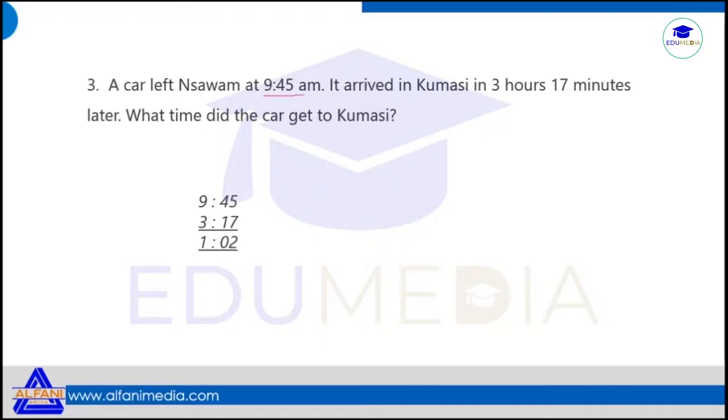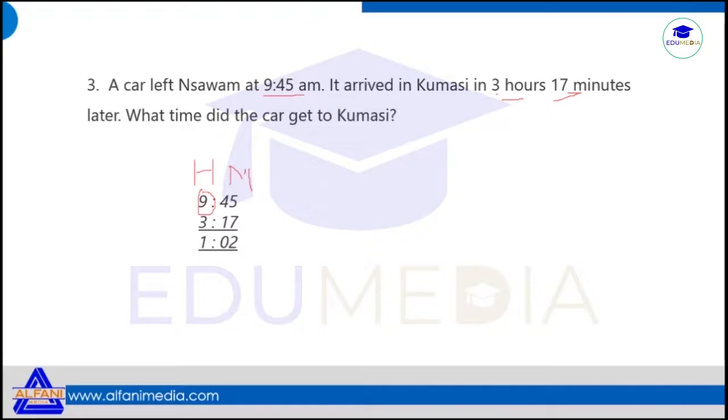Here I have the car left 9:45 a.m. and it arrived in Kumasi in 3 hours 70 minutes. So what I did was to take my hours out. So I represent it as hours here and then minutes here. I took out 9 hours 45 minutes. So 9 is my 9 hours here, and then the 3 hours is also under the hours column. So I have 9, the hours here, and then the minutes. So I start adding each of them.